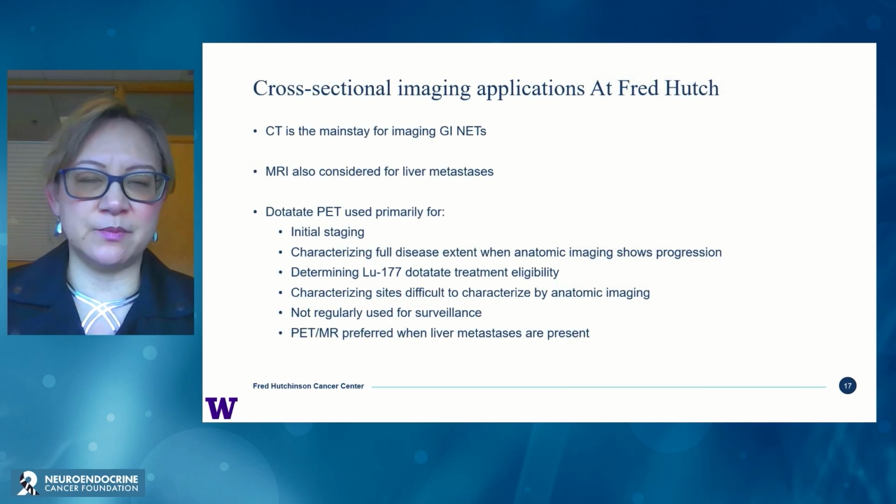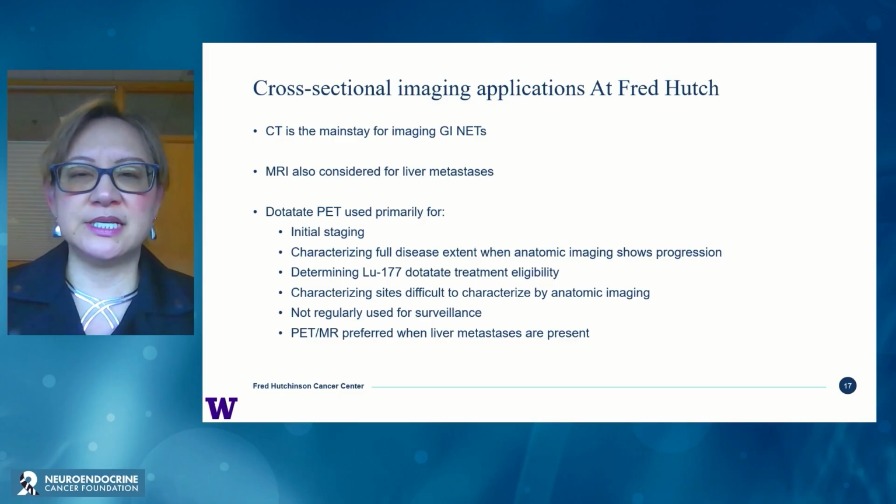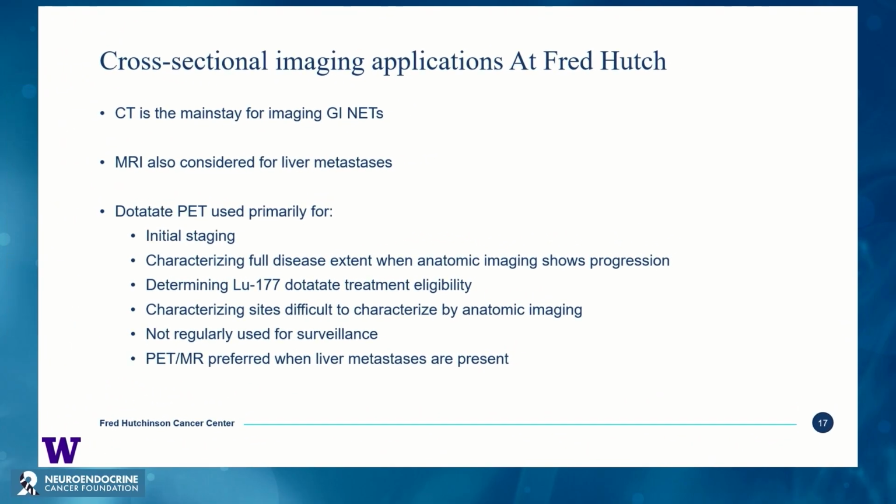But I'm going to now start summarizing how we think about cross-sectional imaging at Fred Hutch. So CT, as I said, is the mainstay for imaging the gastroenteropancreatic neuroendocrine tumors. We use MRI if there are liver metastases. Those are usually the modalities we use to determine whether there's progression or whether there's treatment response.